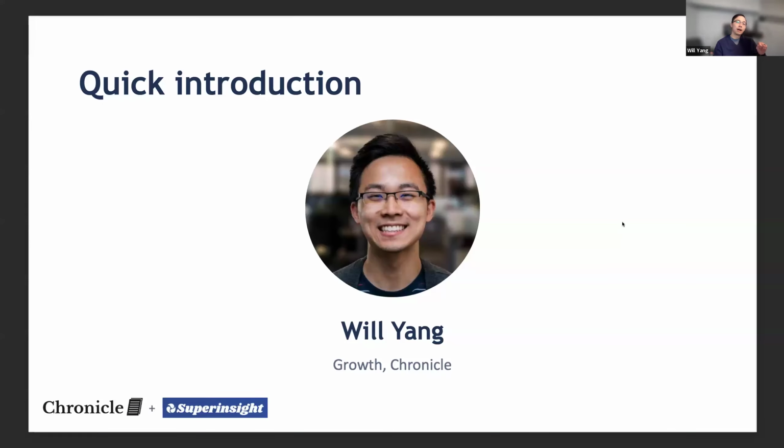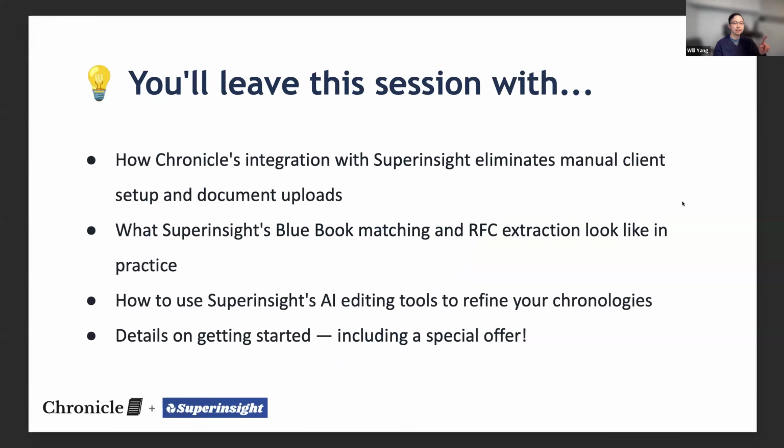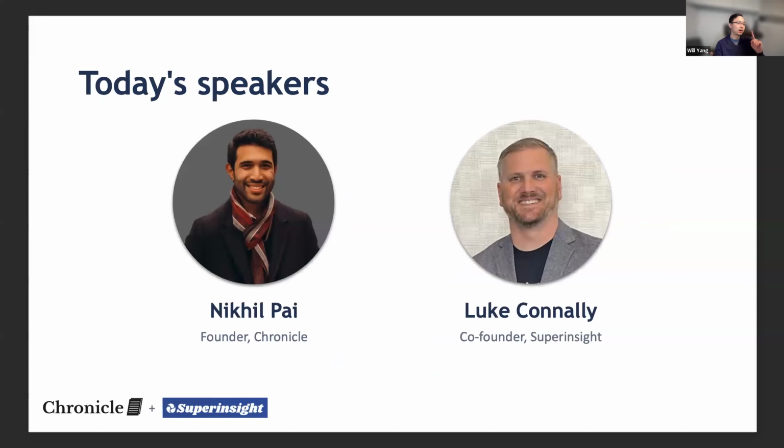Before we jump in as well, let's go over what we're going to learn in today's session. We're going to go over how Chronicle's integration with Superinsight eliminates manual client setup and document uploads, what Superinsight's Blue Book matching and RFC extraction looks like in practice, how to use Superinsight's AI editing tools to refine your chronologies, and most importantly, how to get started if you are interested. We do have a special offer as well as a summary document with key takeaways from today's workshop that we'll share more details on at the end.